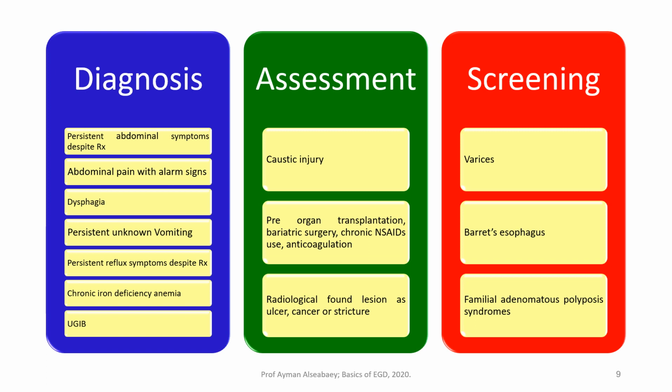Of course, upper GIT bleeding is an indication for diagnostic upper endoscopy. You can also use endoscopy to assess the disease. For example, in caustic injury, we prefer to do endoscopy within 48 hours to assess the degree of necrosis of the tissues. This will help you to know whether in the future you will need surgery or not. There is a high likelihood of the development of serious complications like strictures, fistulae, and so on.